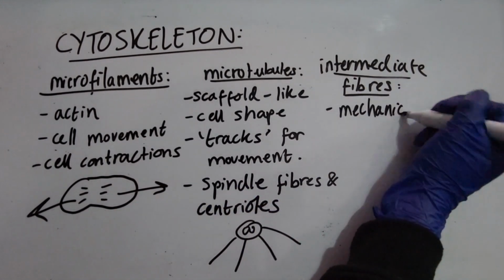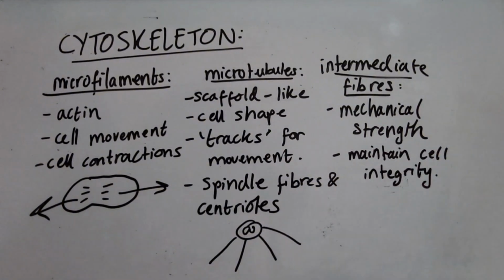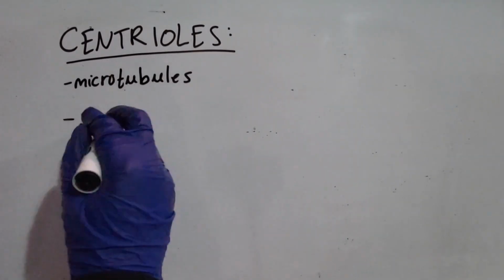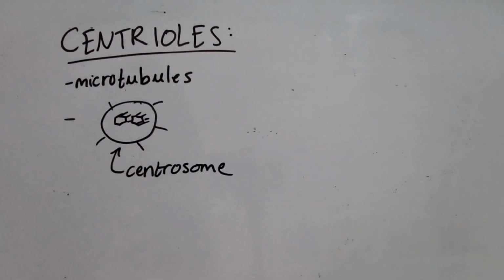Intermediate fibers provide mechanical strength to cells. They help cells maintain their structure and function. Centrioles are a structure that are made of microtubules. Two of them associate to form a centrosome that's required to form spindle fibers during cell division.